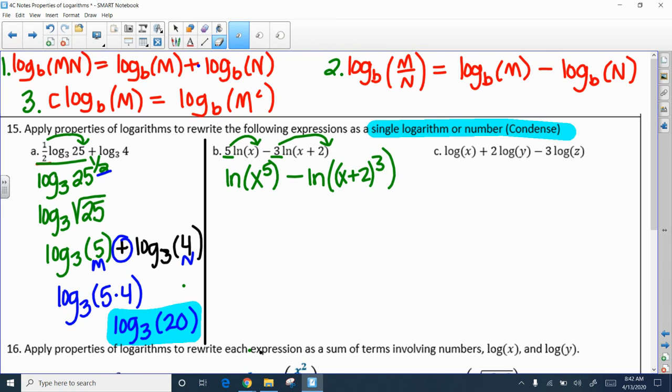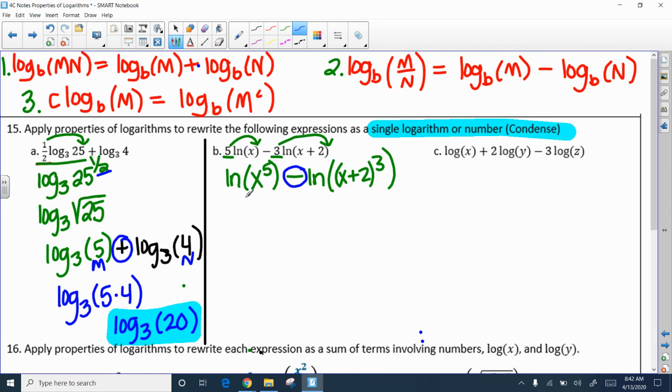Okay, so now we've used one property, property 3. Now we need to use another property. The property I need to use next, I'm trying to condense this into one logarithm. So I've got this minus sign here. So I know I'm using property 2 right here. This one has the minus sign in between.